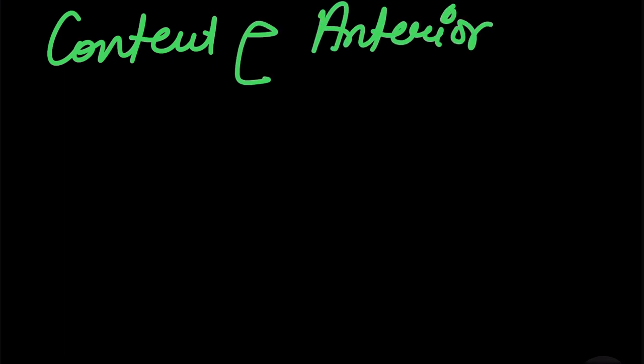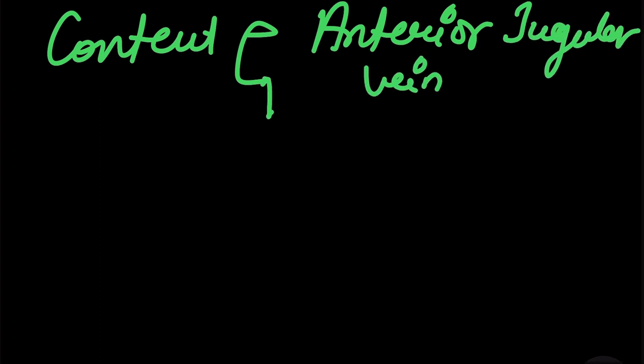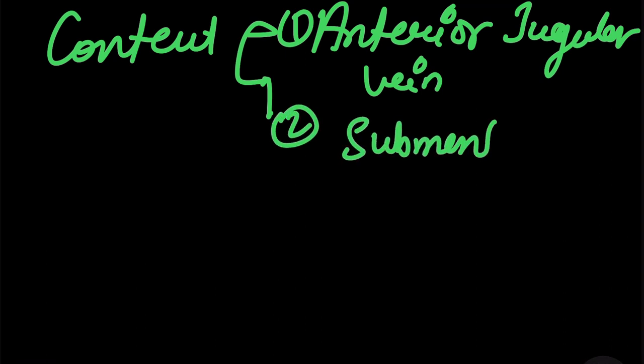In content we have the anterior jugular vein, and the second one is the submental lymph node. So this is the part for the submental triangle that we need to learn while studying the submental triangle. I hope this is clear for you.